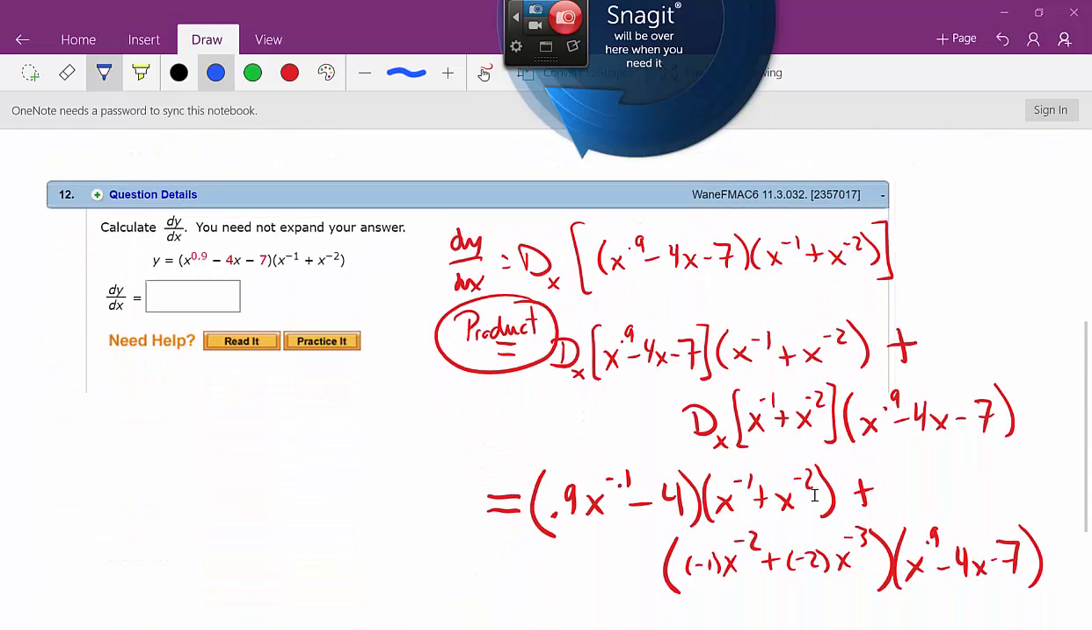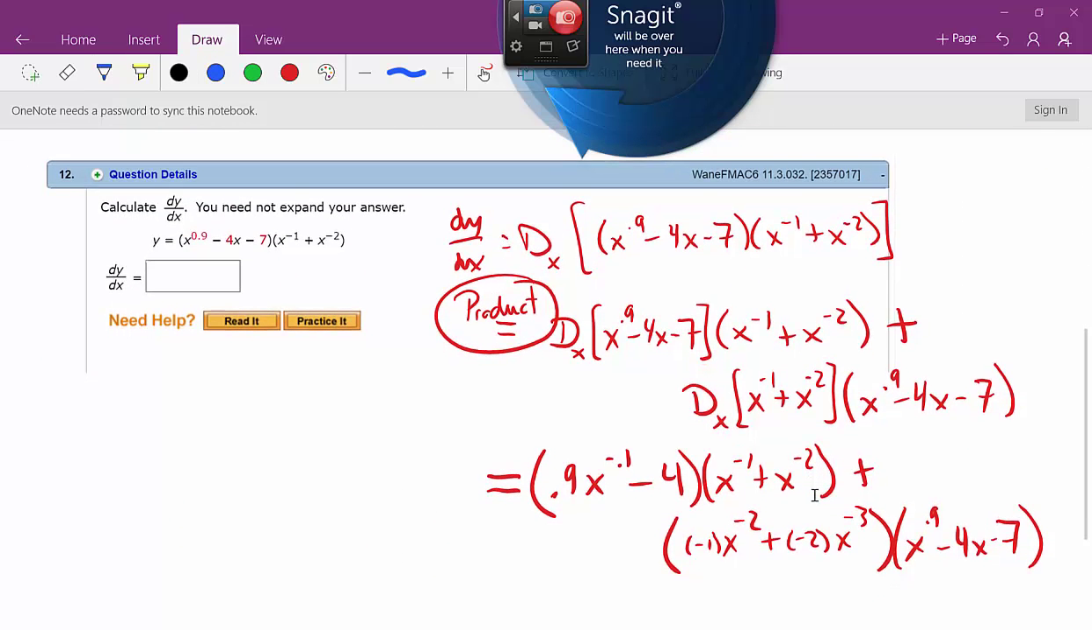Then problem number 12. We've got the derivative of this product. Notice there's two things multiplied together. Lack of a sign there implies that we're multiplying those two quantities. We could FOIL those out. We could distribute, multiply first, outside, inside, last, in the middle, and all that.